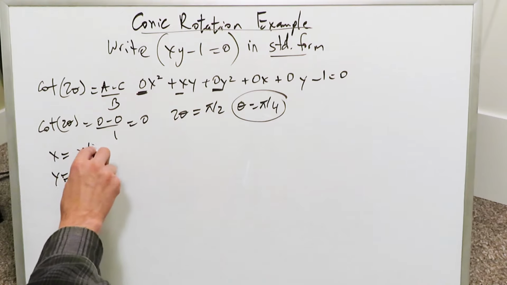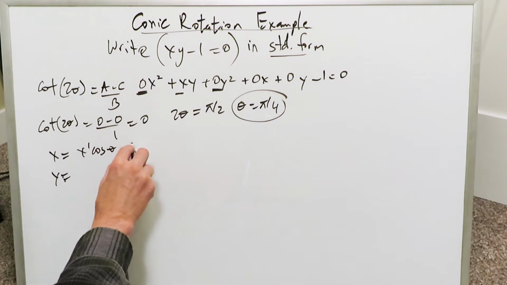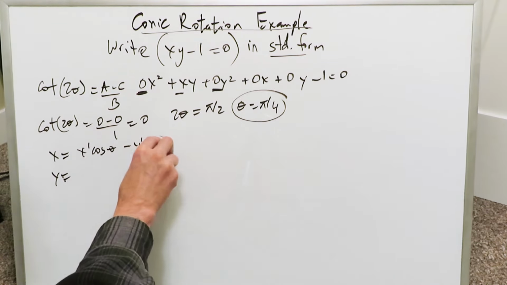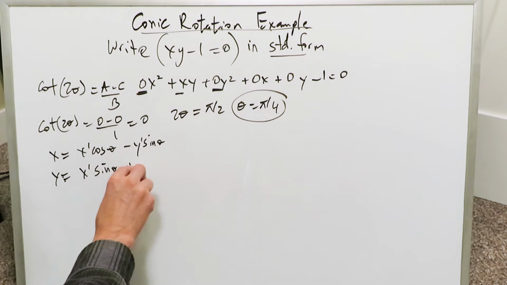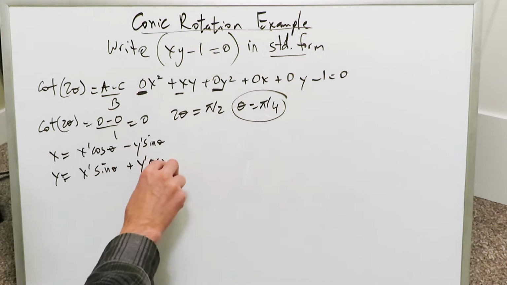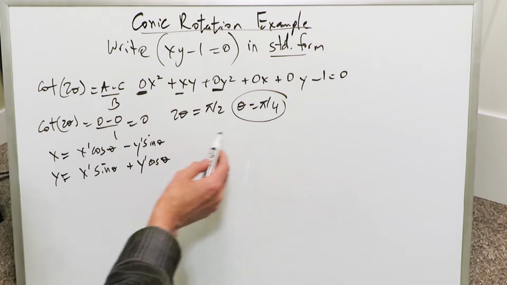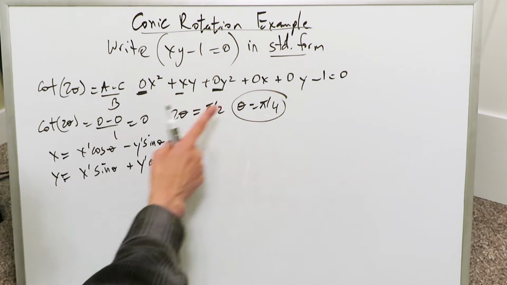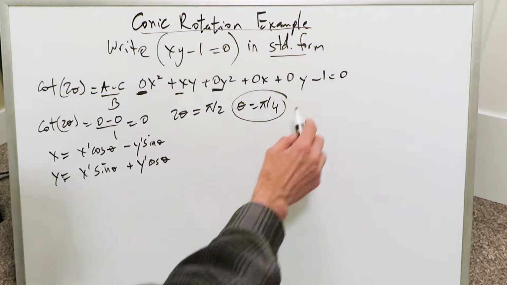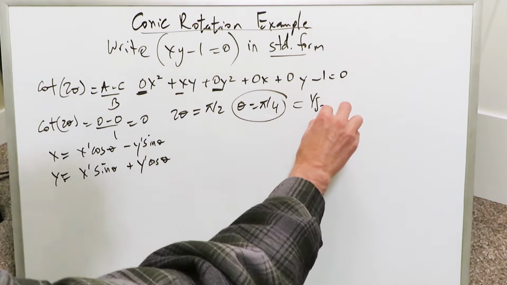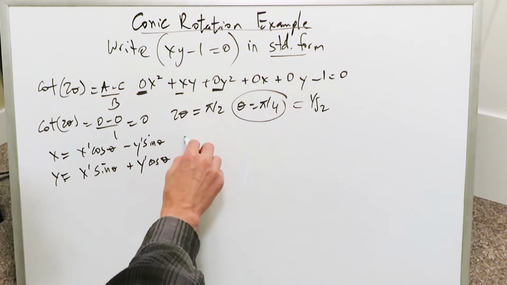x is equal to x prime cosine theta minus y prime sine theta, and then y is equal to x prime sine theta plus y prime cosine theta. In all instances here, the theta is pi over 4. Sine of pi over 4 or 45 degrees, cosine of pi over 4 or 45 degrees is always equal to 1 over root 2. All you have to do is bring that into play.